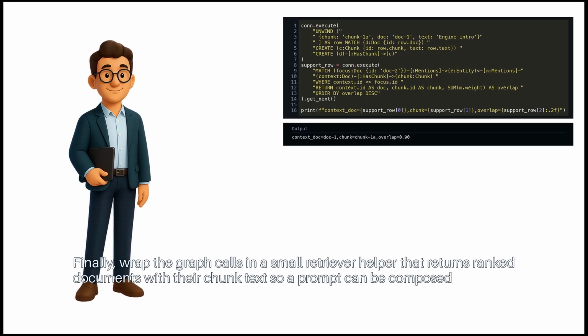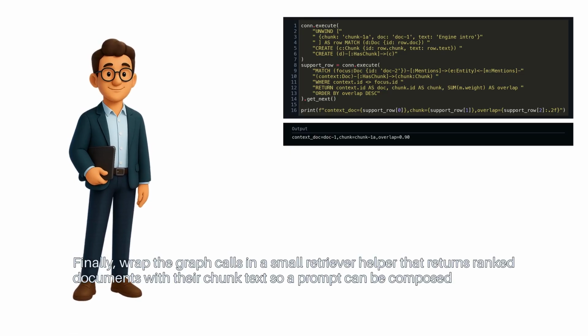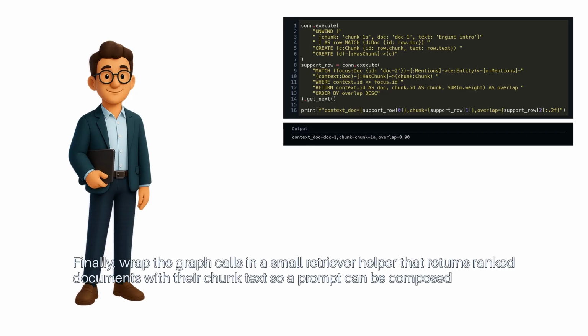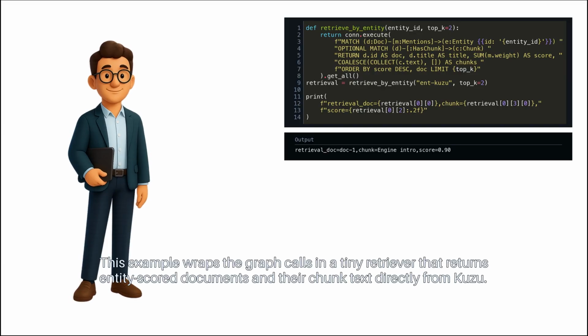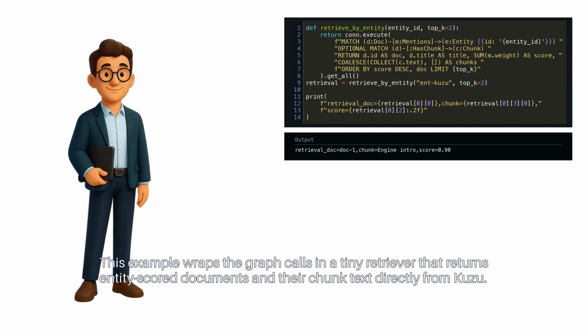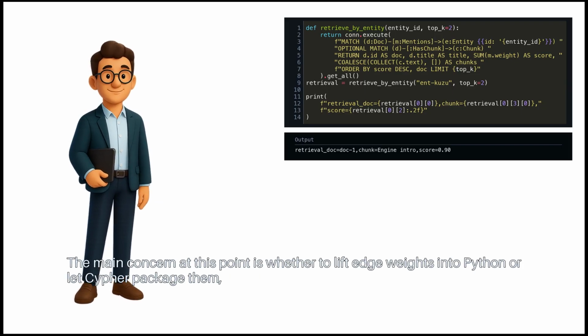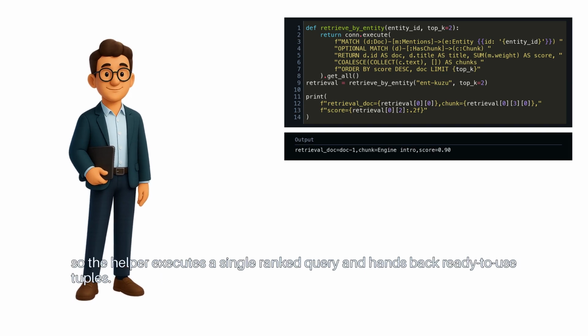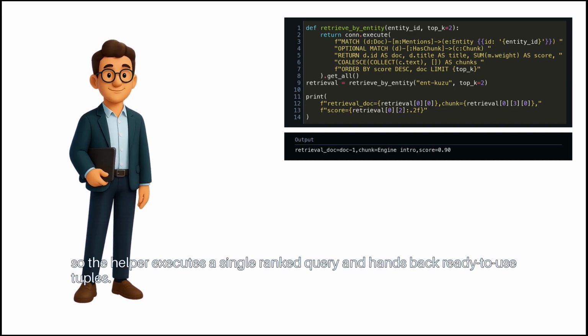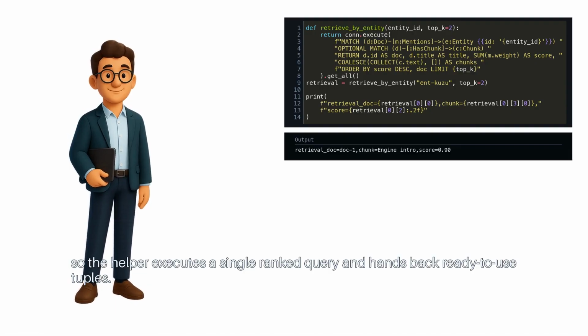Finally, wrap the graph calls in a small retriever helper that returns ranked documents with their chunk text, so a prompt can be composed immediately. This example wraps the graph calls in a tiny retriever that returns entity-scored documents and their chunk text directly from Kuzu. The main concern at this point is whether to lift edge weights into Python or let Cypher package them, so the helper executes a single ranked query and hands back ready-to-use tuples.